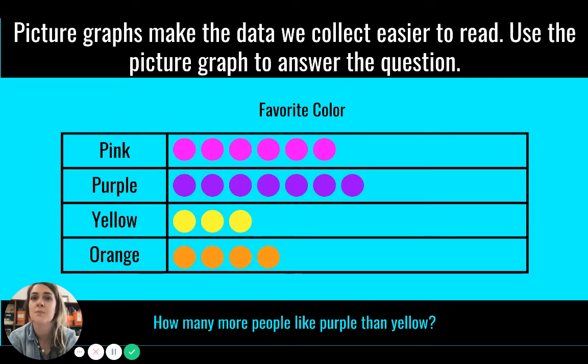So it sounds to me like I need to do a number sentence, and I need to do a subtraction number sentence. I need to do the number of purple minus, or subtract, the number of people who chose yellow. And that will tell me how many more people thought purple was their favorite color. So do that. 7 minus 3 equals, and your answer will be how many more people like purple than yellow. Did you get 4? Me too.